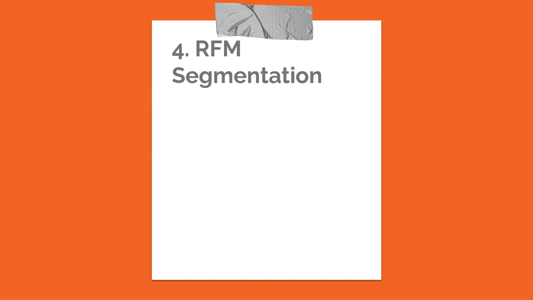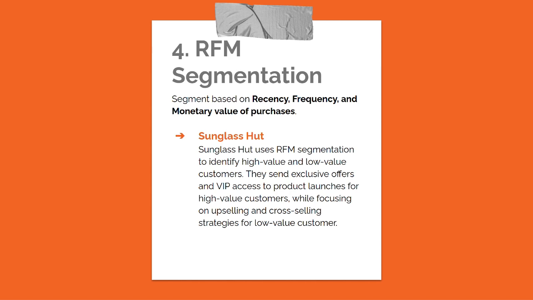Fourth is RFM segmentation. And this segment is based on recency, frequency, and monetary value of purchases. And one example is Sunglass Hut. Sunglass Hut used RFM segmentation to identify high value and low value customers.